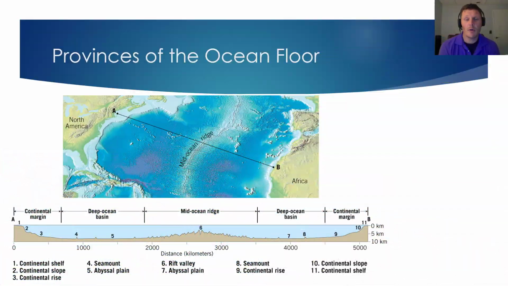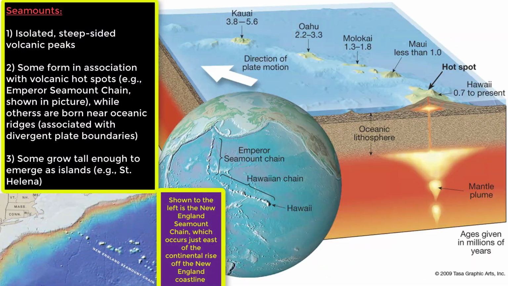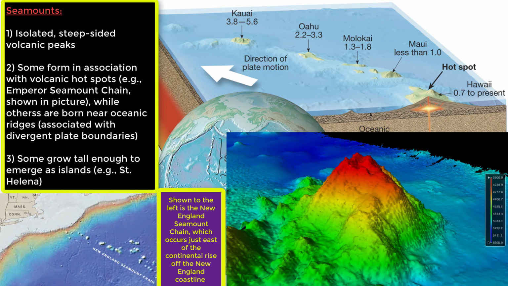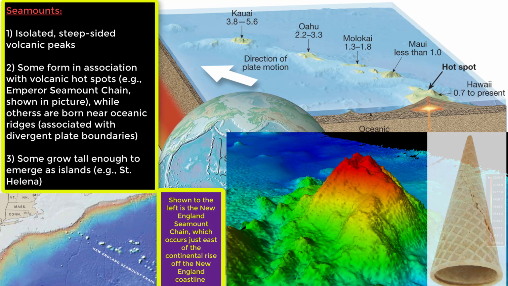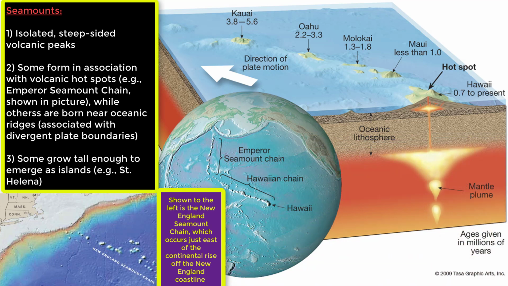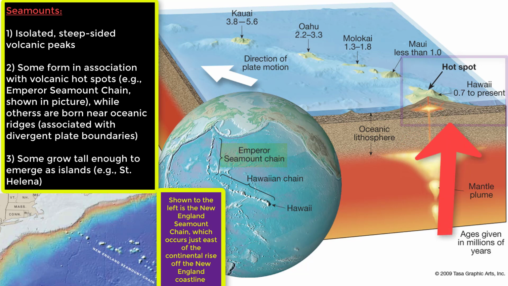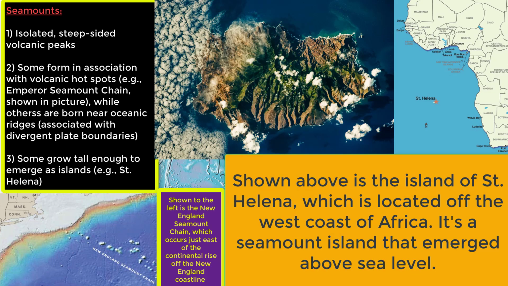A second feature of deep ocean basins that I'd like to overview are seamounts. Put simply, seamounts are isolated, steep-sided volcanic peaks. I like to think of them as looking like little upside-down ice cream cones, minus the ice cream. Some seamounts form in association with volcanic hotspots, as an example, the Emperor Seamount Chain, which is shown on the screen. Others are born near oceanic ridges, which I'll be discussing momentarily. It's also worth noting that some seamounts will grow tall enough to emerge as islands, a prime example being St. Helena, which is shown on the screen.